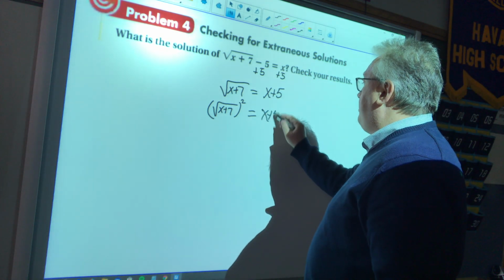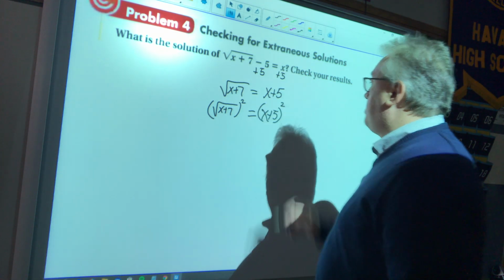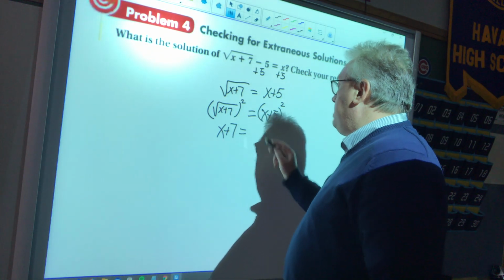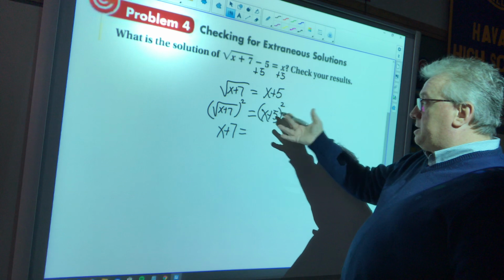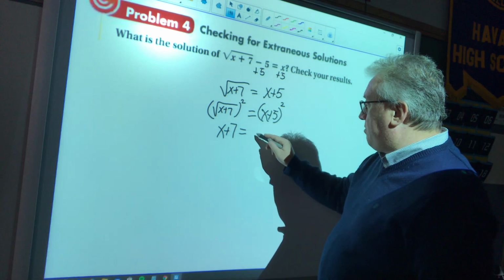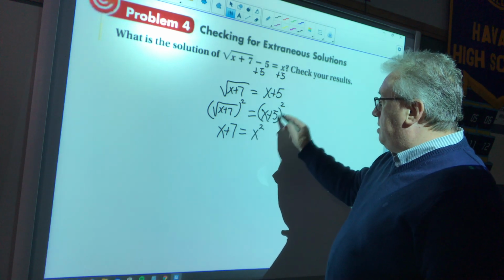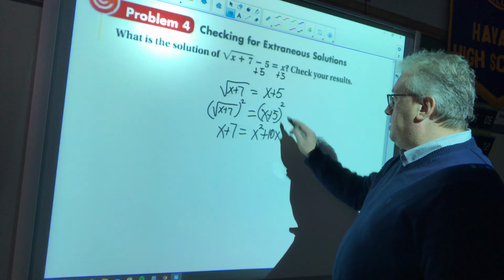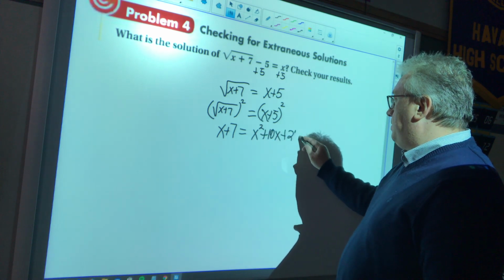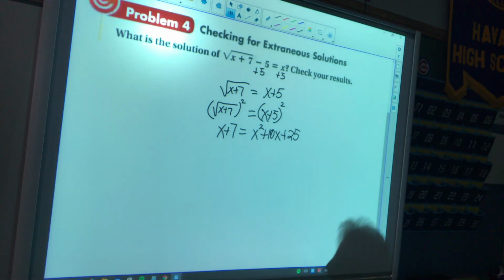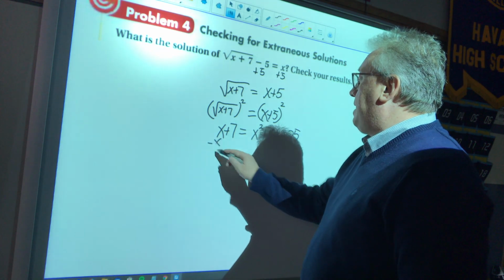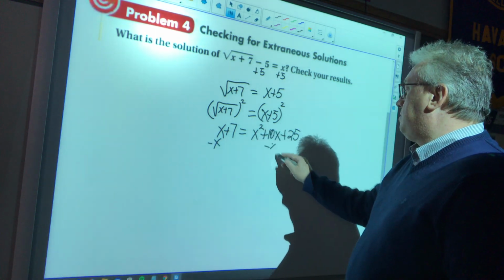x plus 5, quantity squared. Okay, these cancel. This becomes x plus 7. This becomes, if we expand this binomial out, remember, square the first term, x squared, multiply these together and double it. Square the last term. Okay, so now we have a quadratic trinomial. Don't let that scare you, okay? So I'm going to subtract x. We're going to set it to 0.